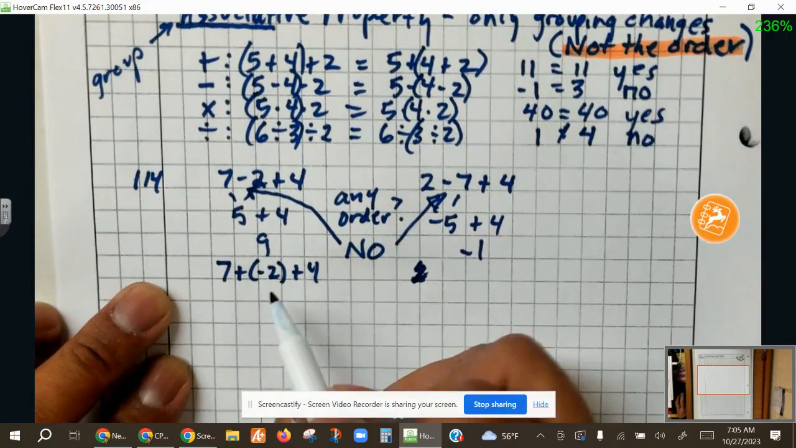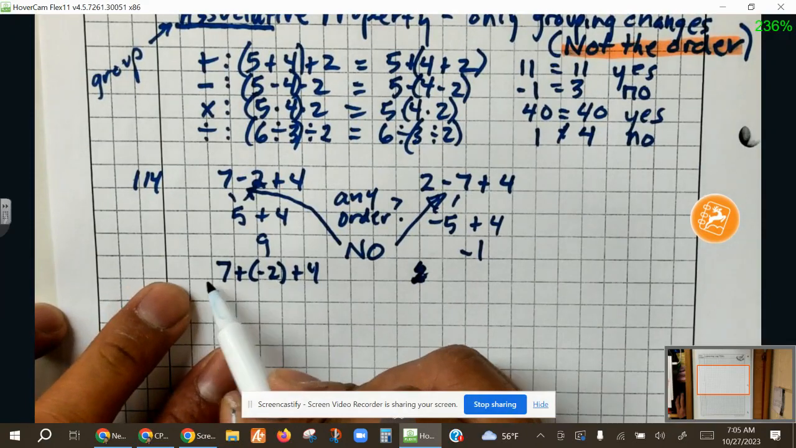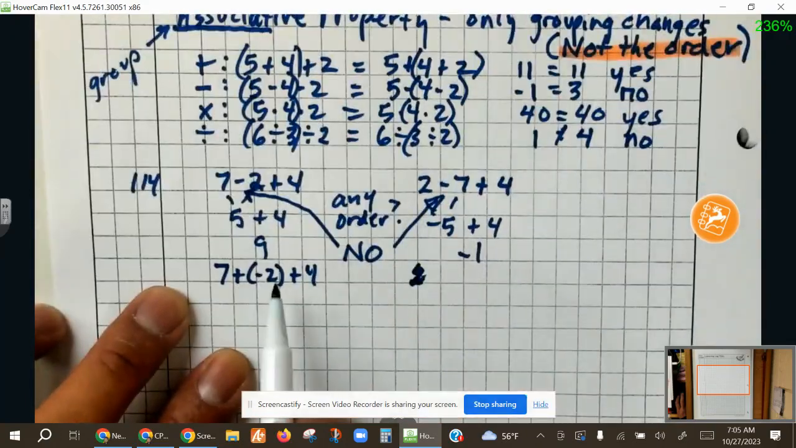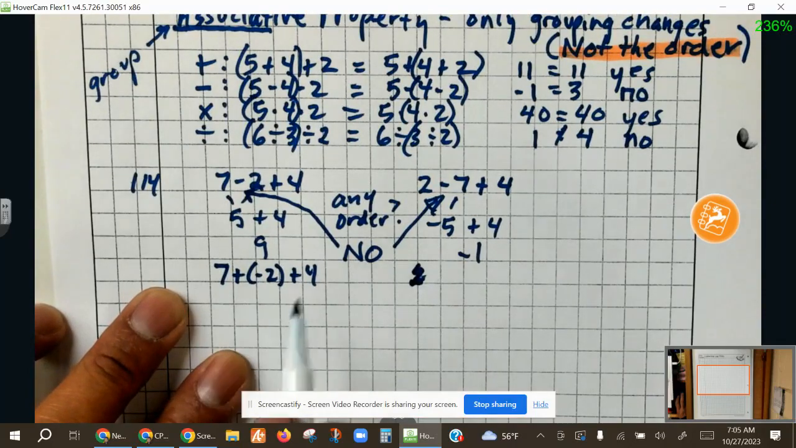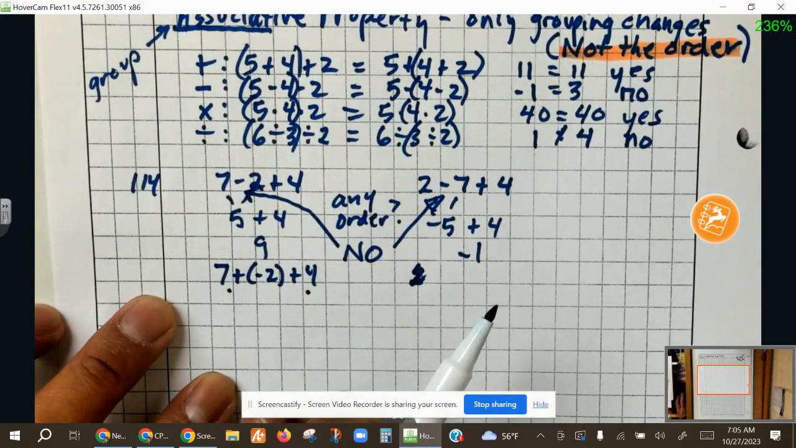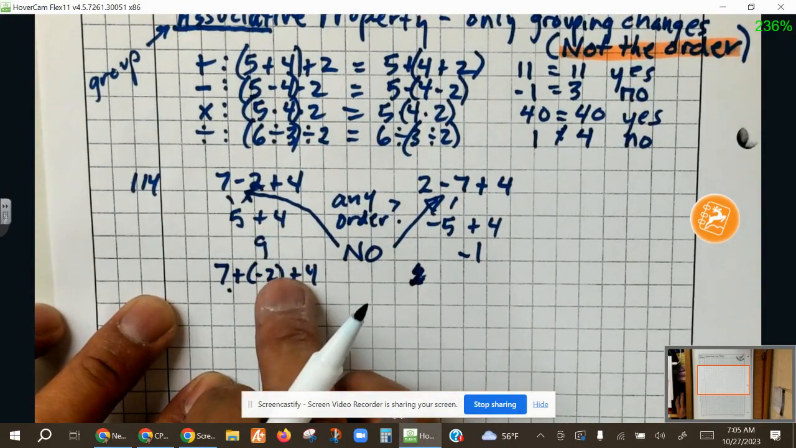Now we can change the order. We would move the 2 to the front if we wanted to, but it is a negative 2, all right? So we're not just changing the order, we're changing the whole negative 2. So if I want to group the 7 and the 4 together, 7 and 4 is 11, and then 11 minus 2 is 9, right?